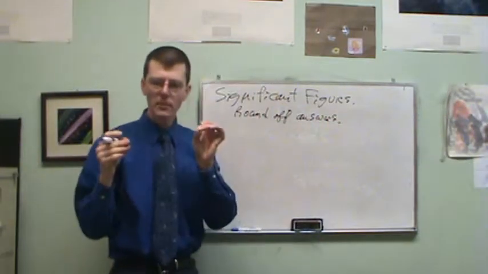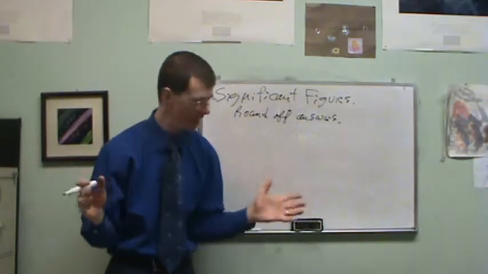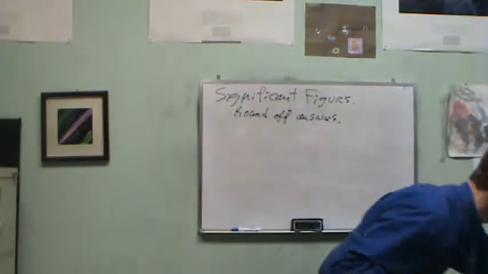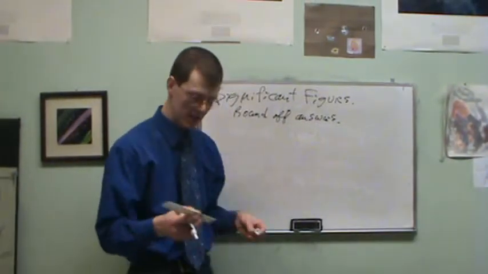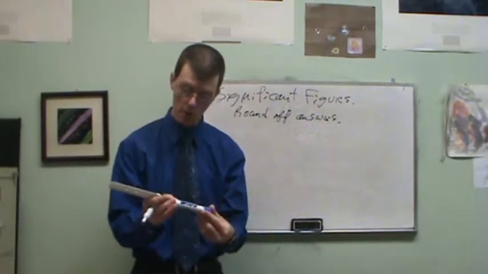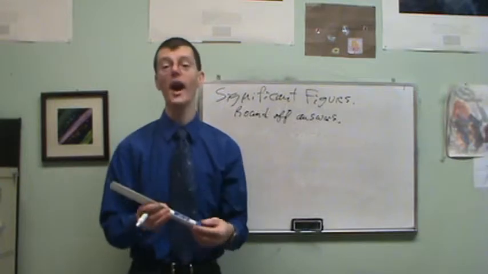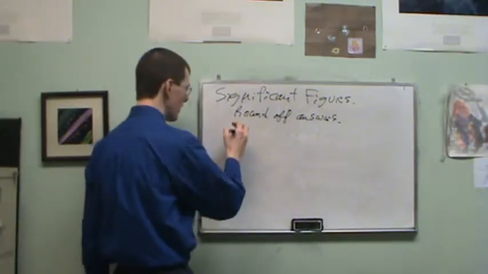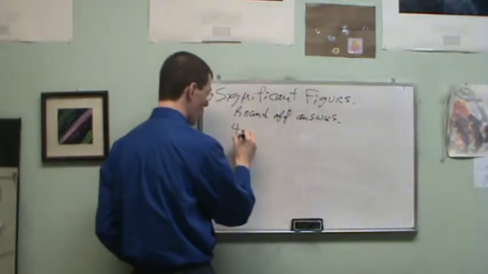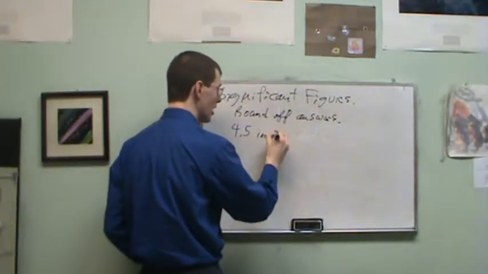Okay, so in order to do this, let's do an example. Here's what I'm going to do. I'm going to grab an ordinary ruler, and I'm going to measure the length of this same marker. And I'm going to measure it out. And what do we got? Oh, it is 4.5 inches long. This marker, 4.5 inches long. So I could say the length of the marker is 4.5 inches.